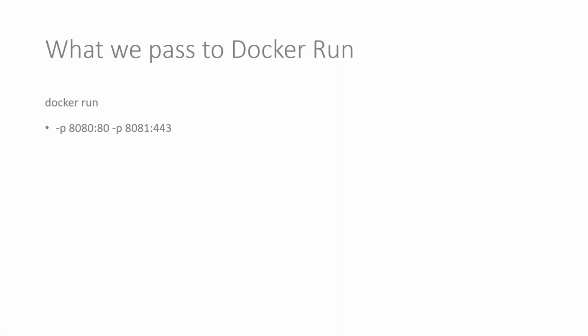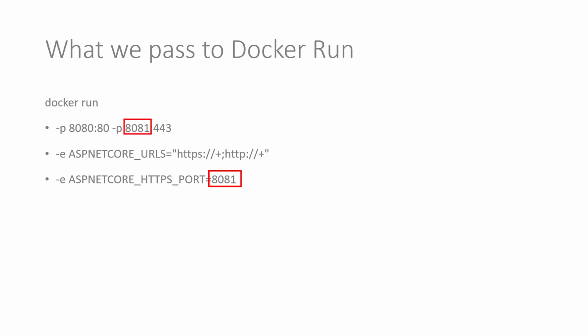So yes, Docker run, port mapping, what URLs we want to listen on. We're going to pass over the HTTPS port that we want to listen on. Now, the only thing you need to make sure is that this port matches the external port mapping. We're also going to specify that we want it to be a development environment, not production, as you've maybe seen before, because we are working specifically within a development environment today.